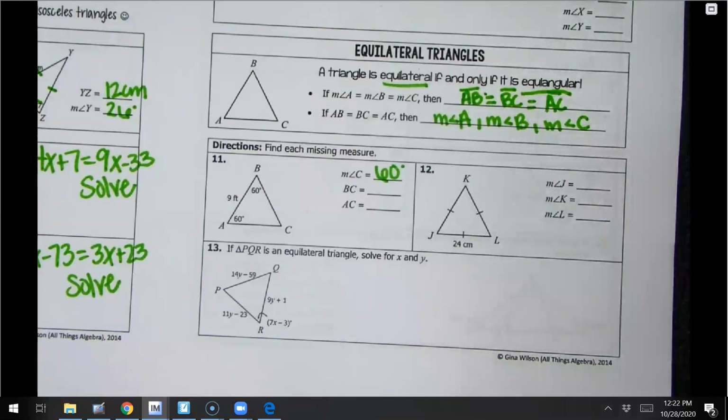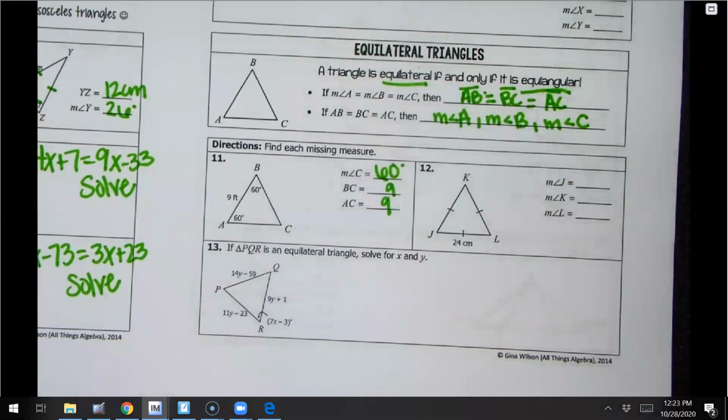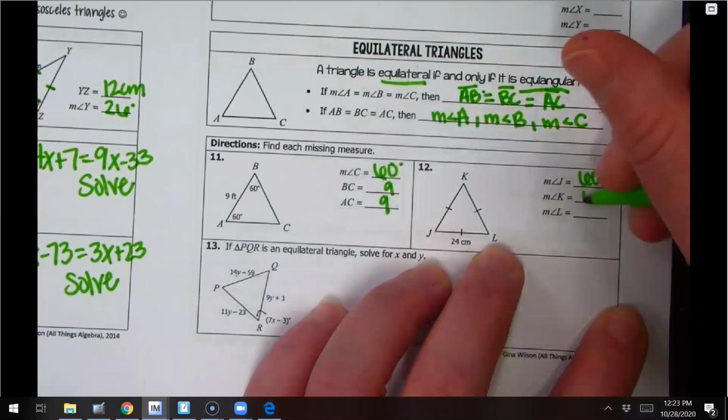Now, if AB is 9, what's BC and AC? They have to be 9. They're the same. Over here, they want to know what the measure of each of the angles is. It has to be all 60s. There's no other way.